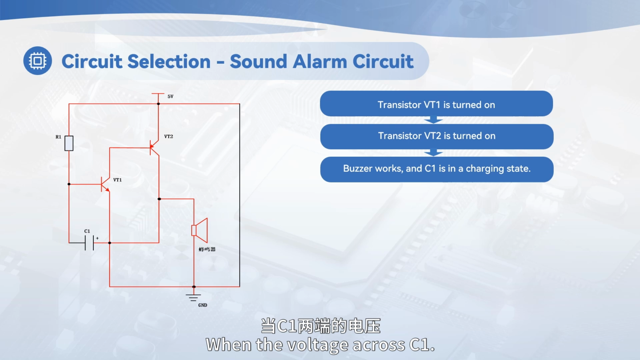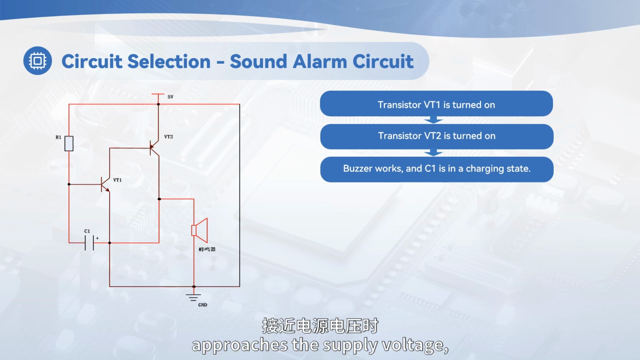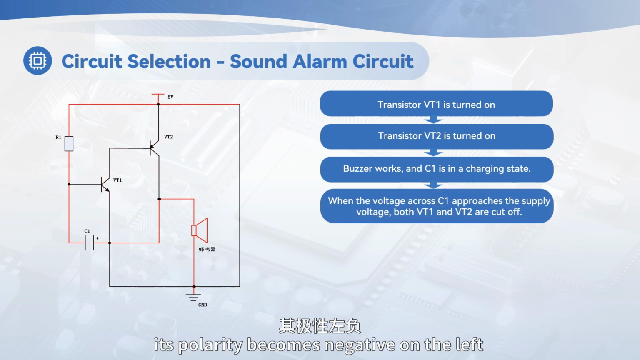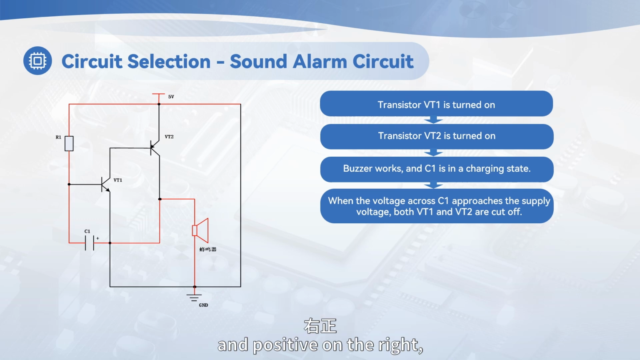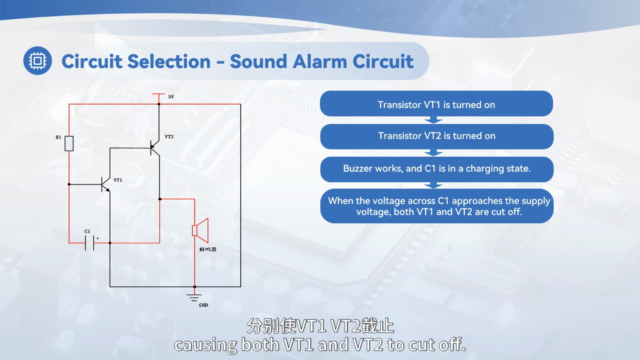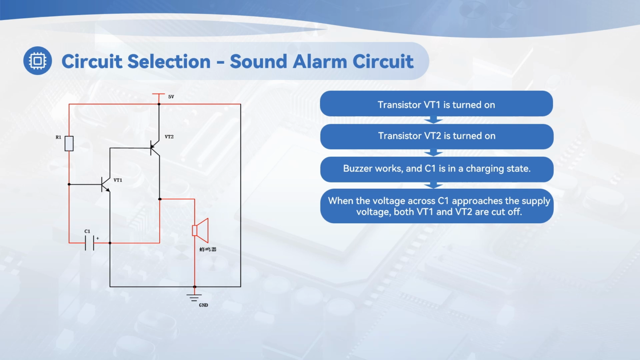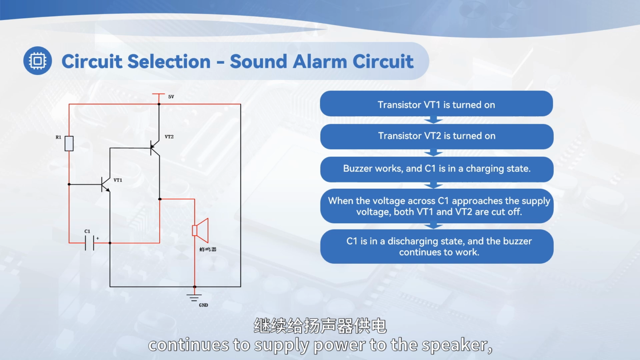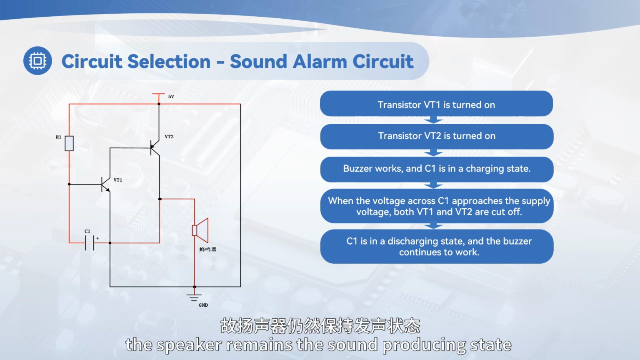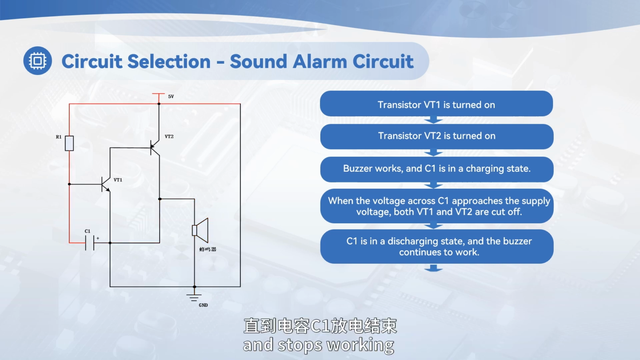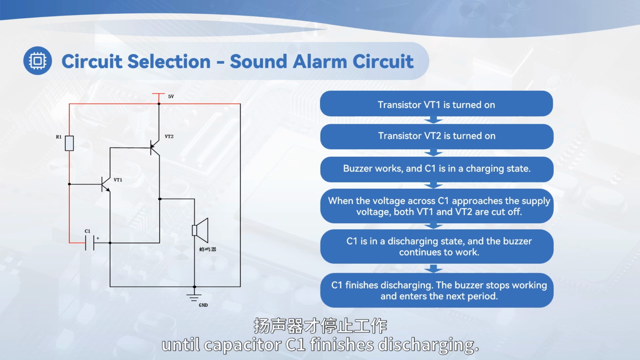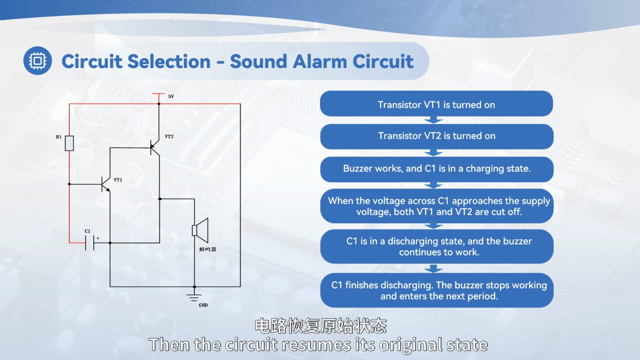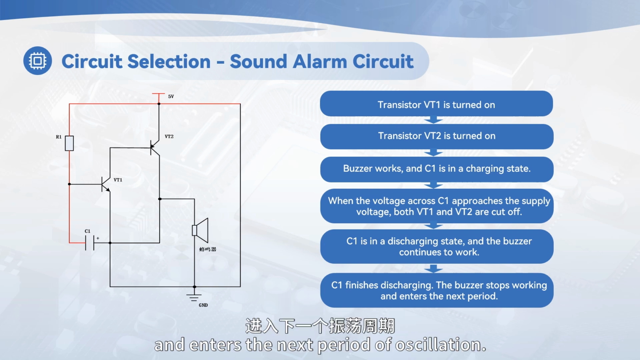When the voltage across C1 approaches the supply voltage, its polarity becomes negative on the left and positive on the right, causing both VT1 and VT2 to cut off. Yet, since capacitor C1 continues to supply power to the speaker, it remains in the sound-producing state and stops working until capacitor C1 finishes discharging. Then the circuit resumes its original state and enters the next period of oscillation.